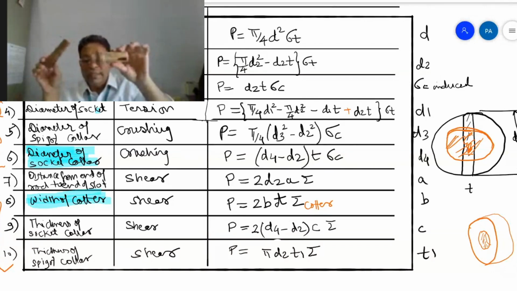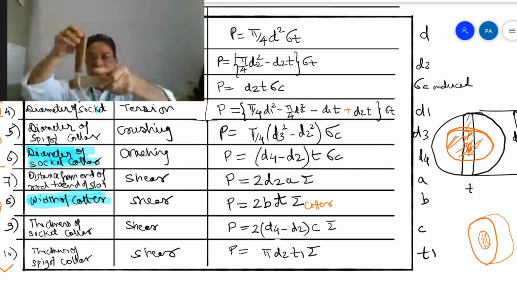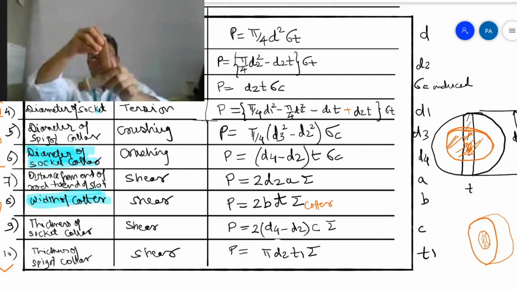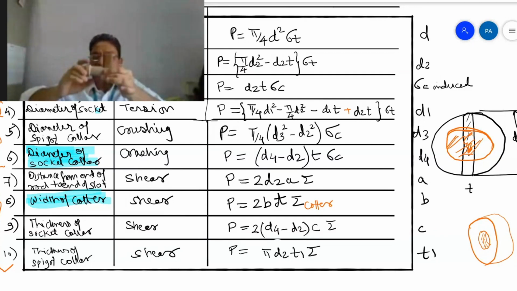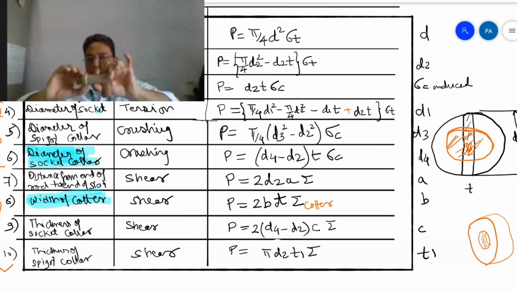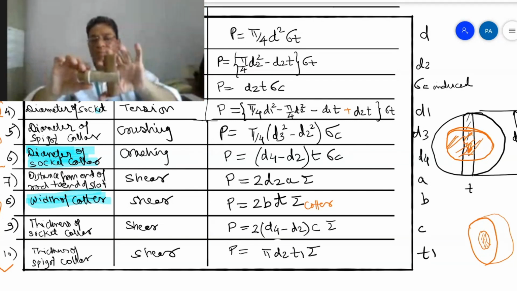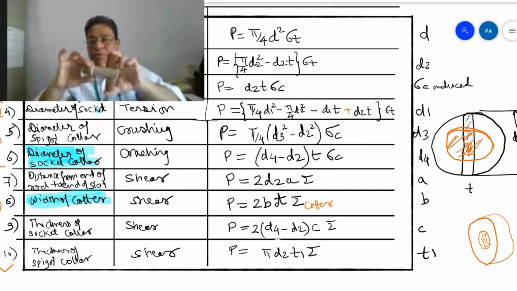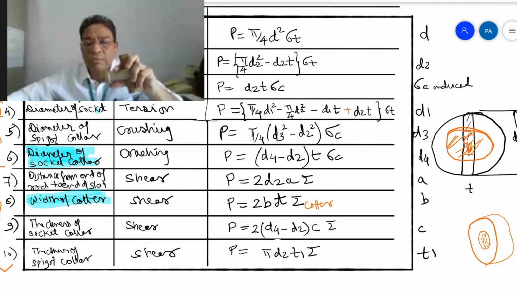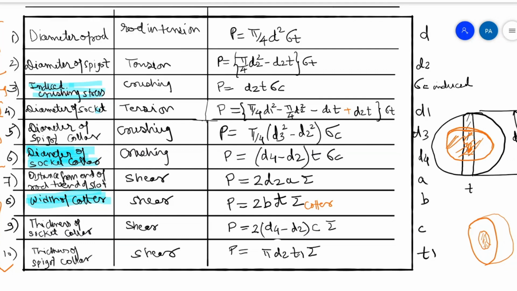Is there any Cotter involved in this? Is the Cotter here? The Cotter is not anywhere nearby, the Cotter is over here. So how will this failure happen because of Cotter? No, there is no question of Cotter. There is no question of Cotter creating shear failure. So in this case, which tau will we use? We will use the socket and spigot tau. The socket and spigot tau.